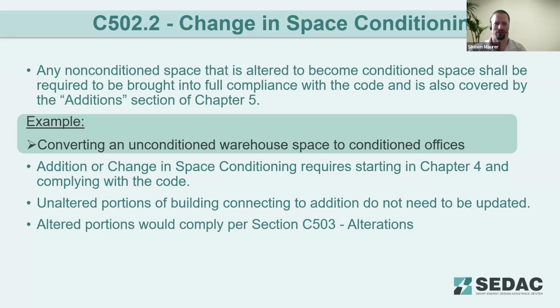HVAC and lighting, part of that upgrade would have to be full code, but the rest of that warehouse area could be maintained as is, since the rest of the building was not being modified. So there is that slight allowance there, where just the part of the building that is involved in the addition, if you're working entirely within an enclosed shell of the building, would need to comply with Chapter 4's requirements.